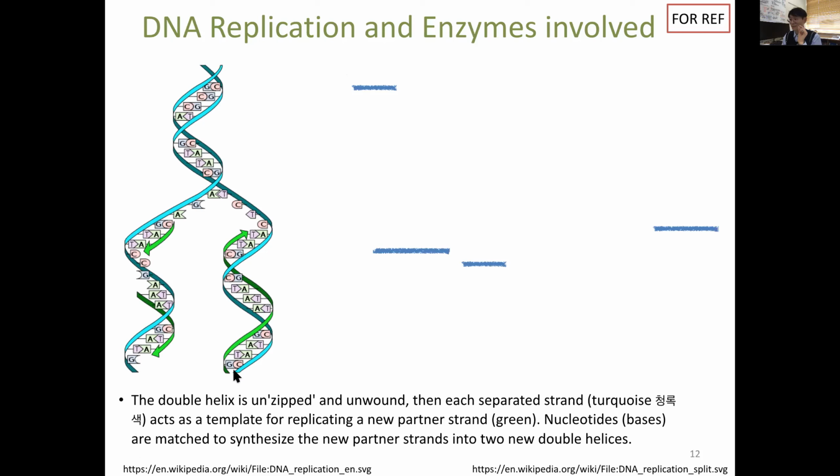And look at this direction. This is a leading strand, so 5' to 3' continuously, while on the other side, you have to do it discontinuously, this part and this part. And while doing this, the nucleotide bases are matched, A with T and G with C, to synthesize new partner strands into two new double helices. On the other side, look at this structure. This is a leading strand because you can start a primer here, the red one, and go 5' towards 3' continuously, while the opposite side, called the lagging strand, you do discontinuously. So 5' to 3', 5' to 3', and you have to ligate those.